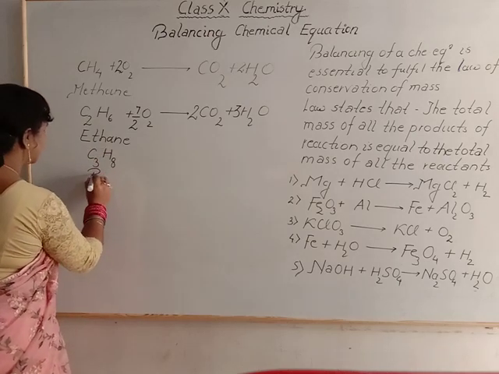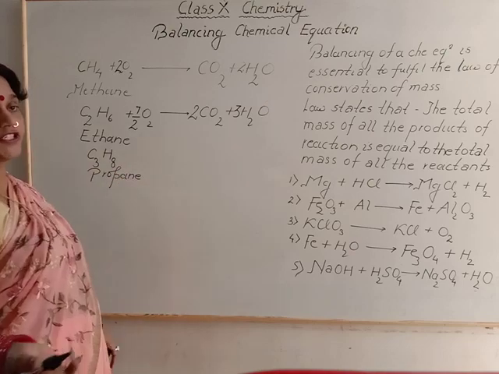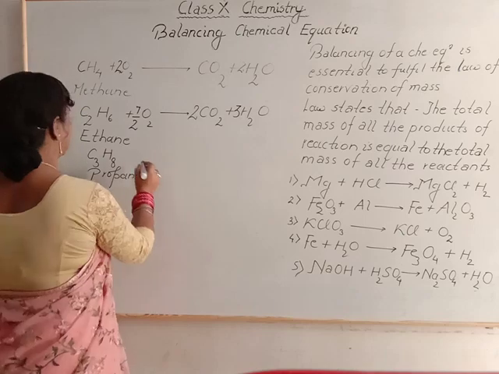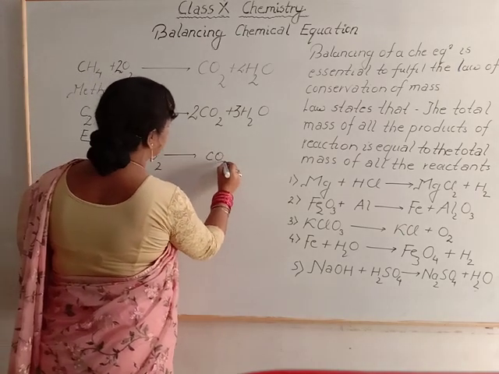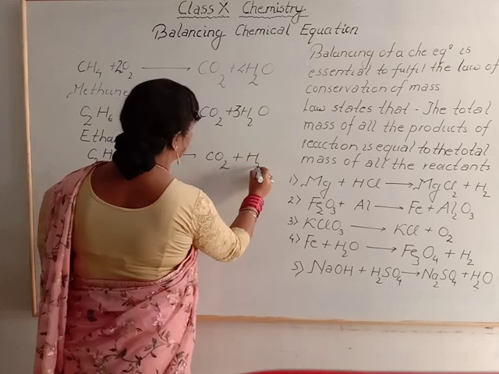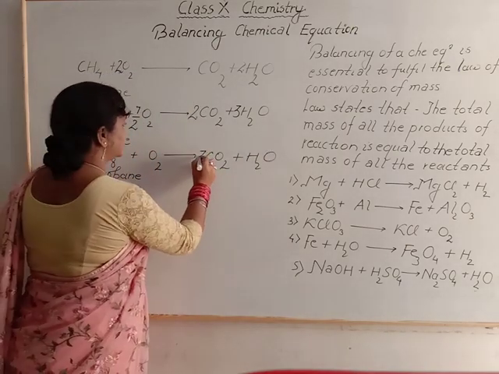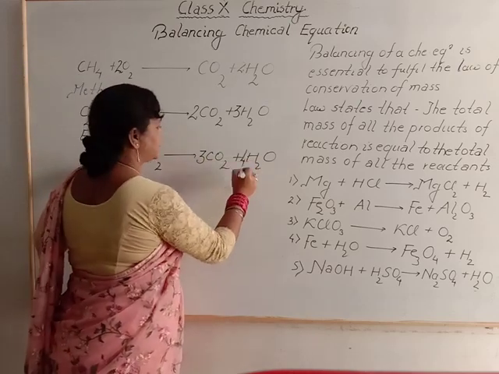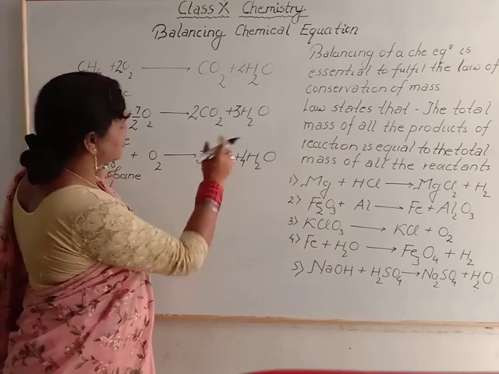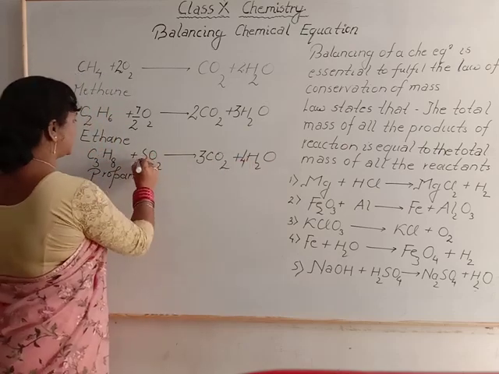Third, propane, C3H8. Propane is the main constituent of LPG, liquefied petroleum gas. Plus O2 gives again carbon dioxide and water. Now see how many carbon: 3, right, here 3. How many hydrogen: 8, right, here 4. Now see the number of oxygen here: 3, 6 and 4, 10. Simply write here 5.